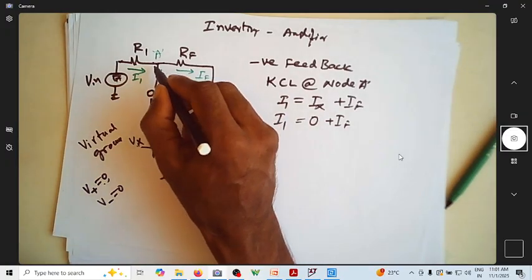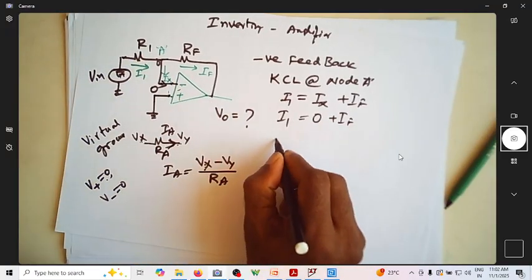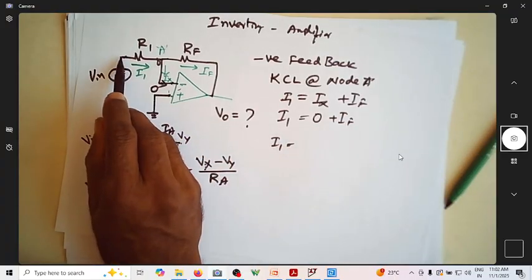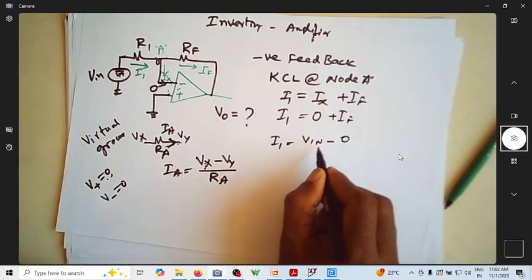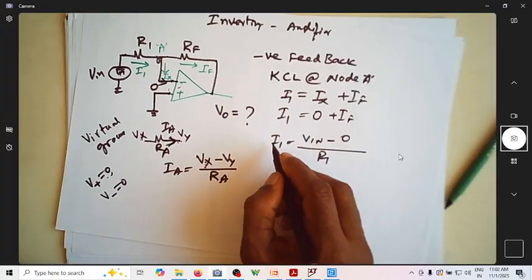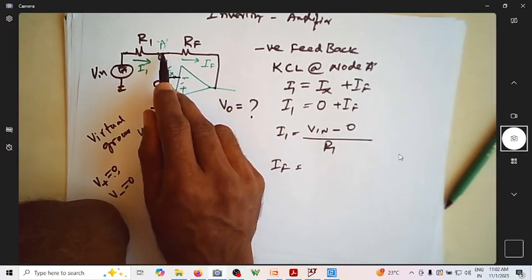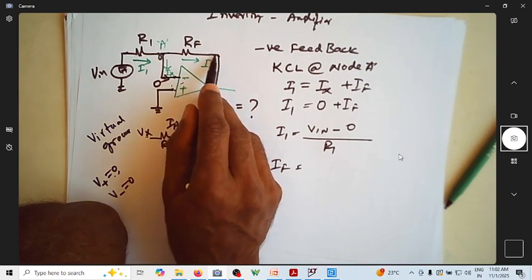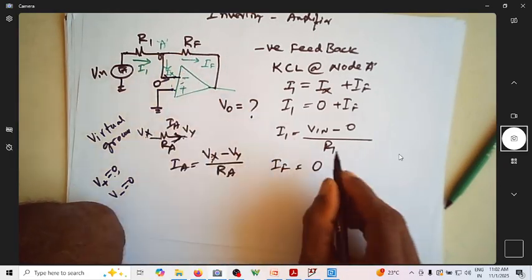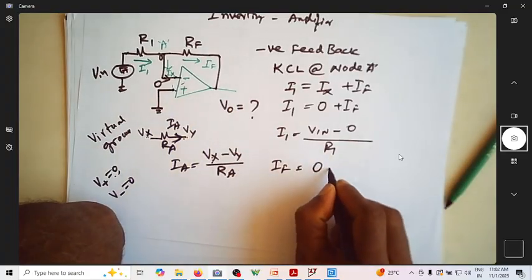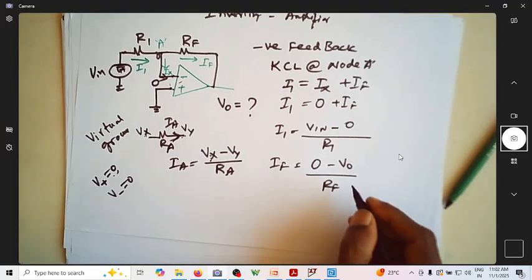Is the voltage 0 here again? Because these two are the same point. So what is I1? I1 I can write as Vin minus 0 divided by R1. What is IF? The current IF flowing here is this potential minus this potential, divided by RF. This potential is 0, and the potential here is V0, so IF is 0 minus V0 divided by RF.